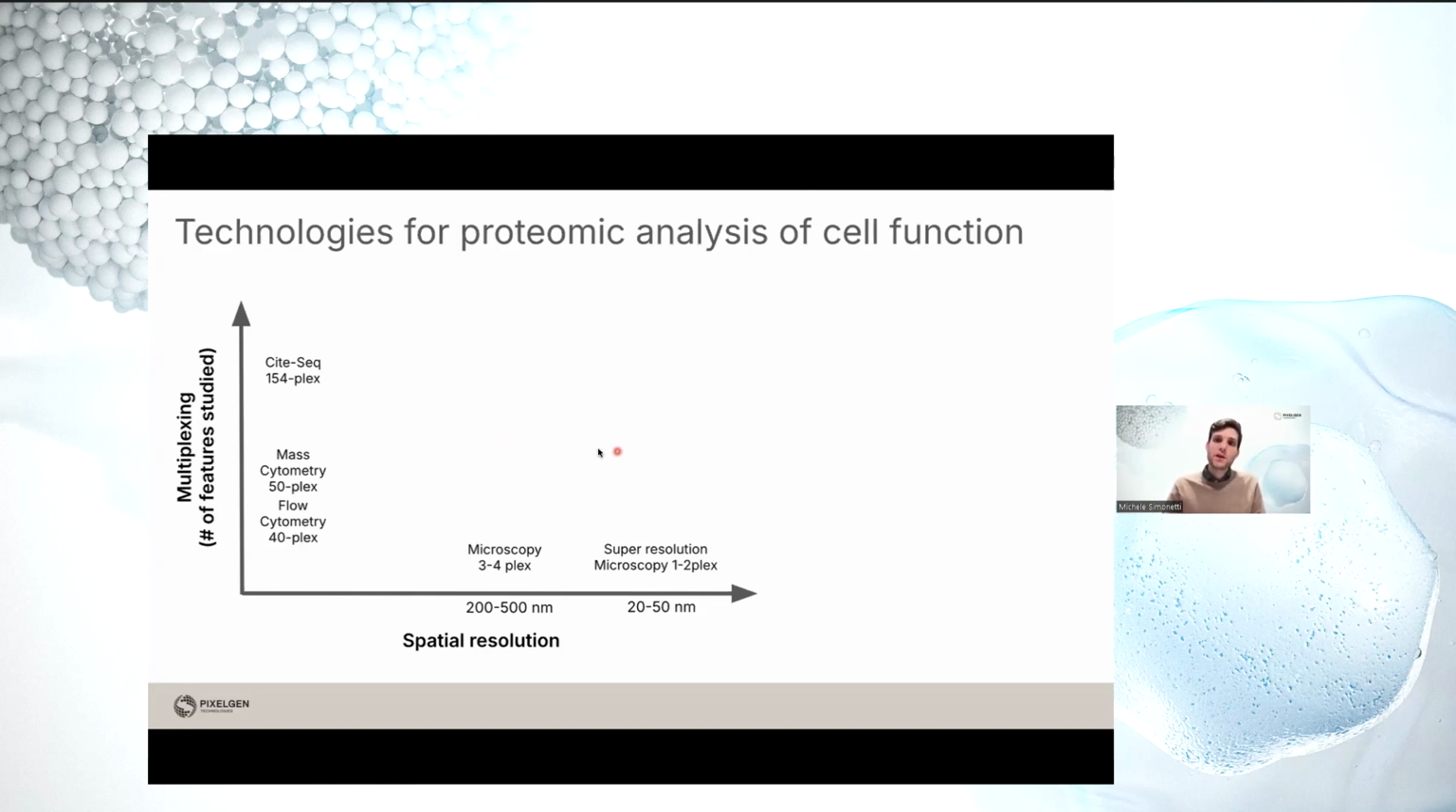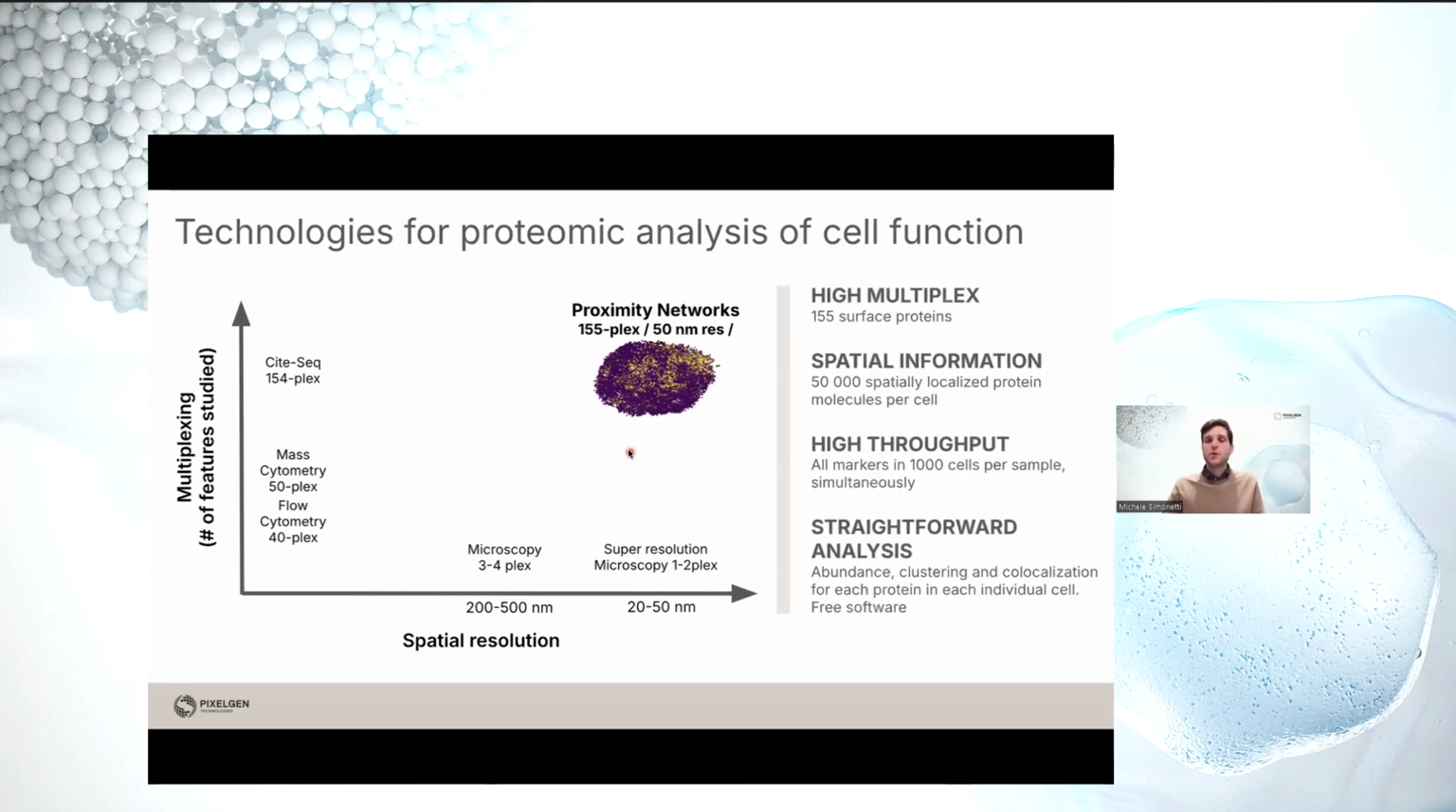So there is this gap here that we wanted to fill in when we developed the proximity network assay, which has very high multiplexing, 155 targets, and very high resolution, 50 nanometer resolution. You will be able to get information from 50,000 spatially localized protein molecules per cell, and very high throughput. So all the markers in 1,000 cells per sample simultaneously. We will also offer free software, which is called Pixelator. I will go back to this one later, but this free software allows you to perform straightforward analysis, so looking at abundance, but also spatial metrics like clustering and colocalization for each protein in each individual cell.